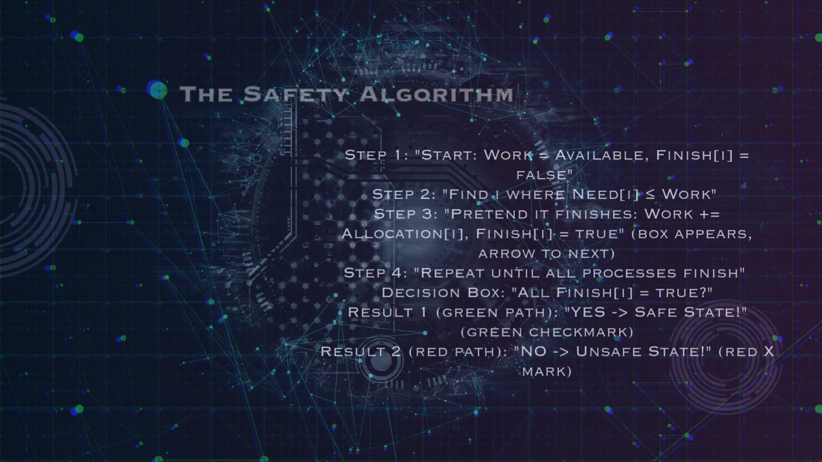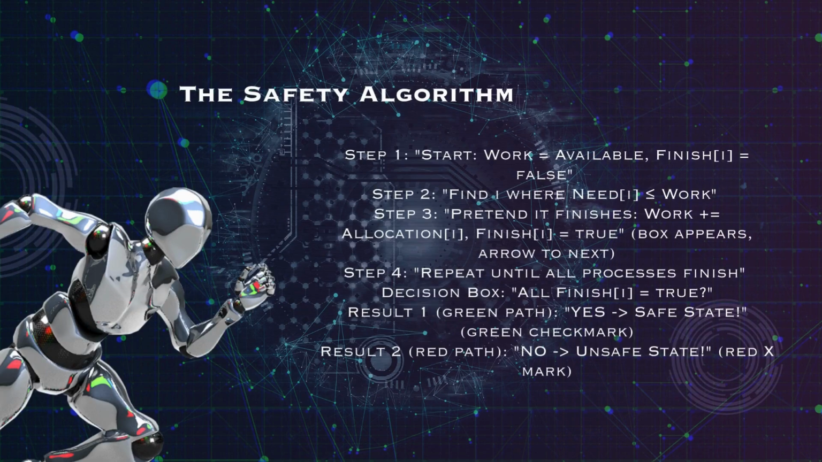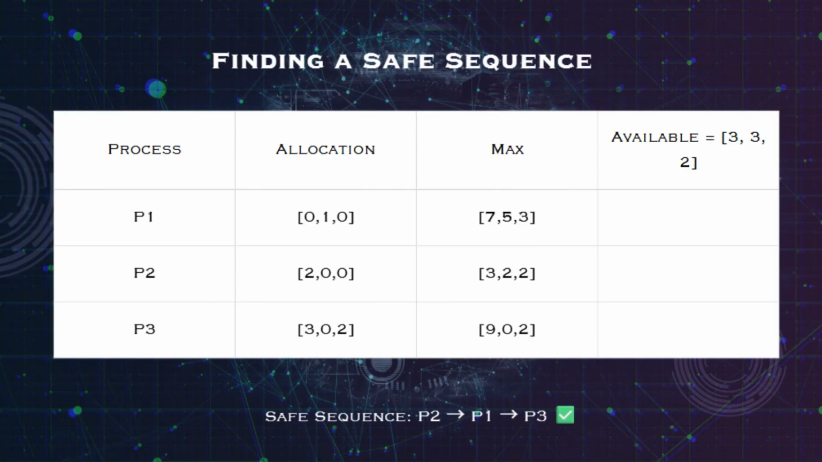If both are true, it temporarily allocates the resources and runs the safety algorithm to see if the system is still safe. To check if a system is safe, start with Work = Available and Finish[i] = false for all i. Find a process where Need[i] <= Work, pretend it finishes, add its allocation to Work, and mark Finish[i] = true. Repeat until all processes finish. If all Finish[i] = true, you are in a safe state. If not, it's unsafe, meaning deadlock could occur.